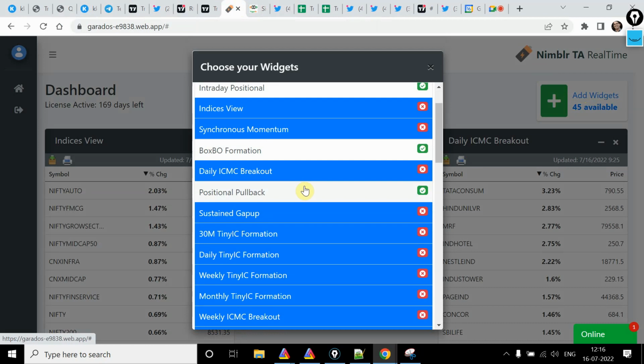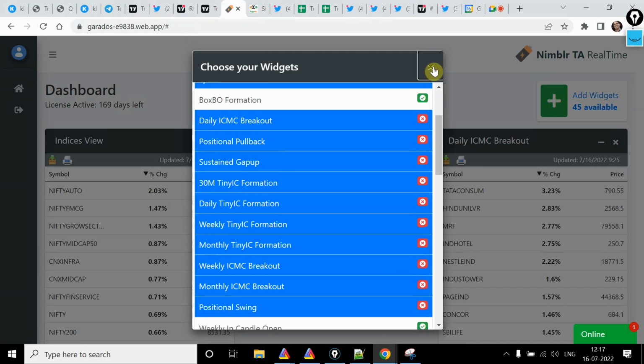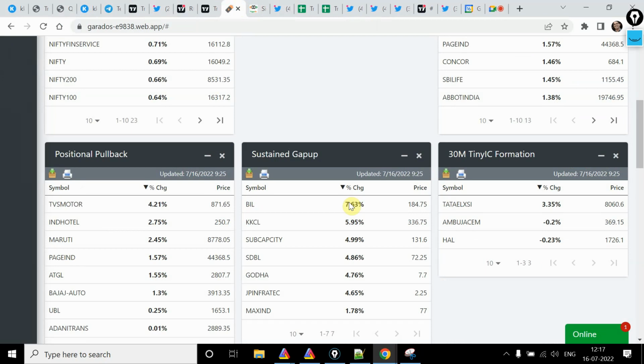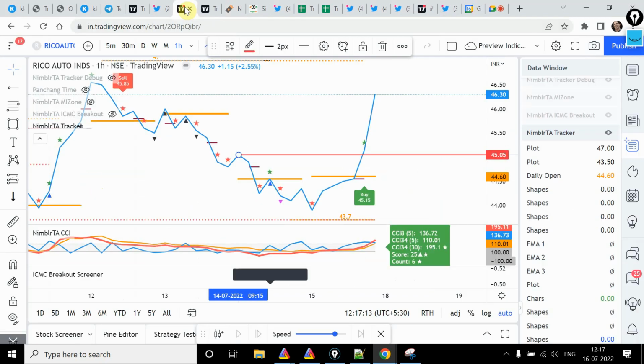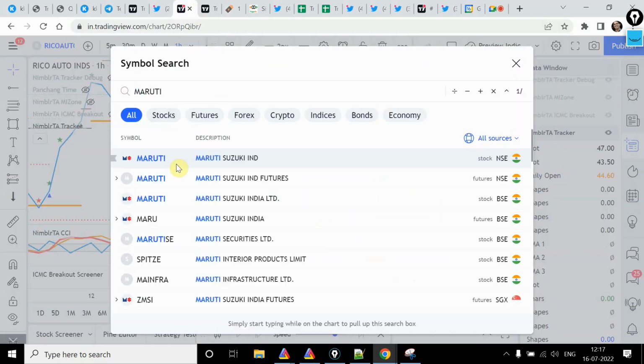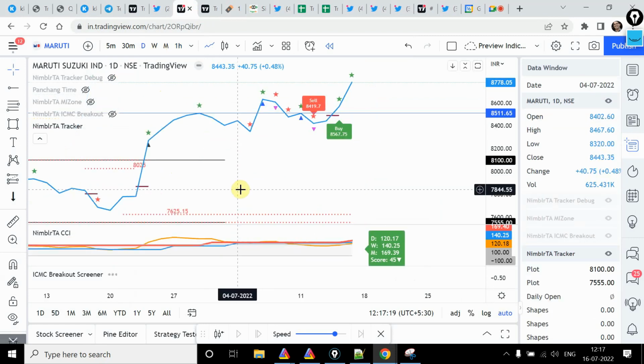Now coming to something called a positional pullback. These are the stocks on a positional basis that are giving a pullback, right? They are already in momentum, they have given a pullback now, and they have started to rise further. So let's see Maruti over here. Let me know if I'm going very fast.